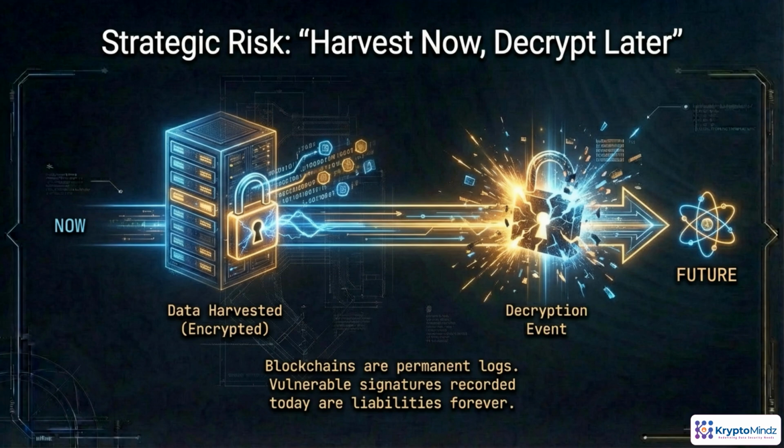Harvest now, decrypt later is a timing problem, not a math problem. Attackers don't need quantum computers today. They just need to copy encrypted data and wait. For ordinary databases, that's bad. For blockchains, it's worse, because you can't rotate history. Every vulnerable signature, every encrypted payload you anchor on chain becomes a permanent liability. So post-quantum planning isn't optional. It's about protecting the future by changing what you record today.